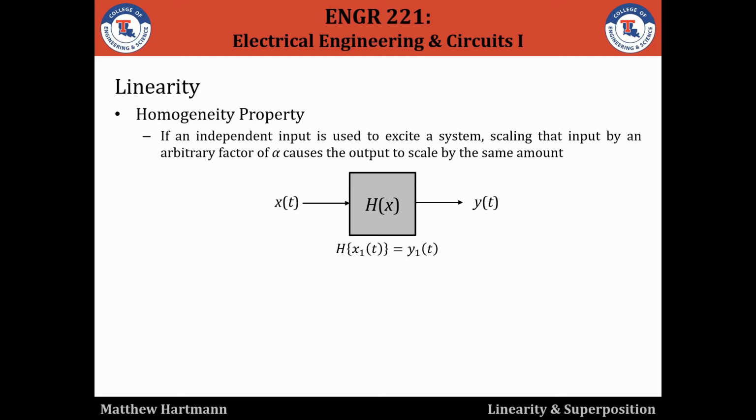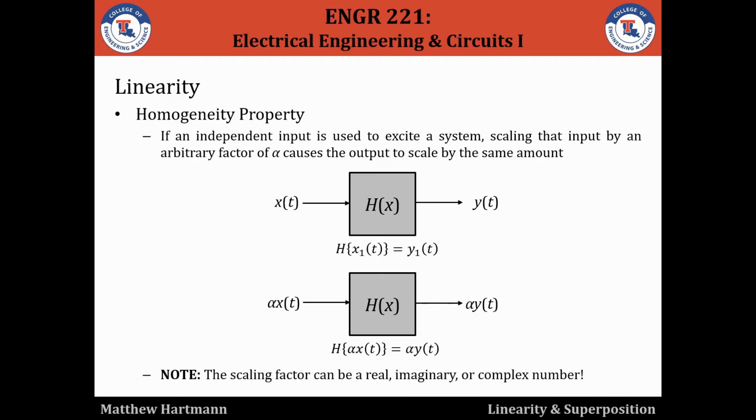So if we have a system like the one shown on the screen, where an input of x yields an output of y, if we scale our input by a factor of alpha, then our output should scale by the same amount. There's a note at the bottom of your screen that's very important. It says that the scaling factor can be a real, imaginary, or complex number. Really, the only thing it can't be, for our intents and purposes, is a time-varying parameter.